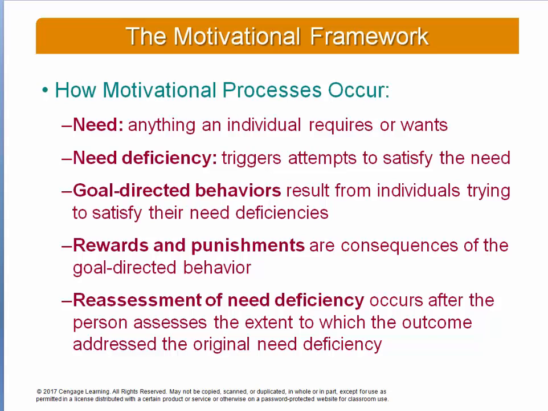So the second one, need deficiency, and it's just that. It is something you feel is missing. Now, you may trigger that or others may trigger that within you. Goal-directed behaviors result from individuals trying to satisfy needs. So this is behavior, but it's a behavior exhibited towards a certain goal, right? Because they're trying to satisfy this deficiency. And if they do that behavior, it will lead to rewards or punishment, which is the consequence of that, and then we're going to reassess. So this is the chart we've just seen.